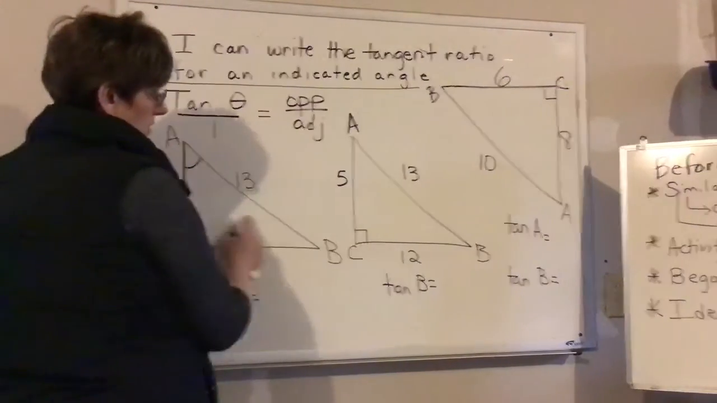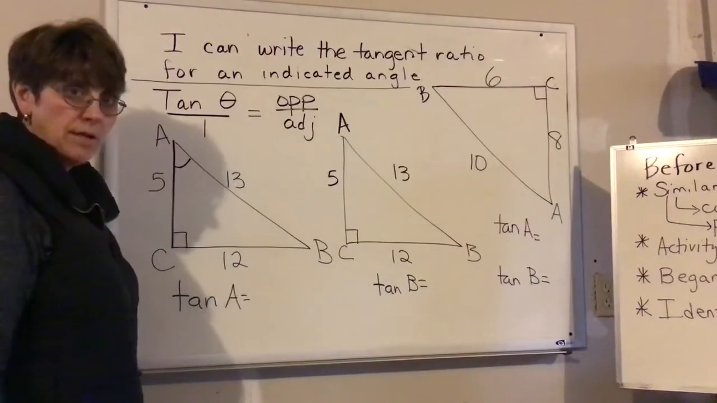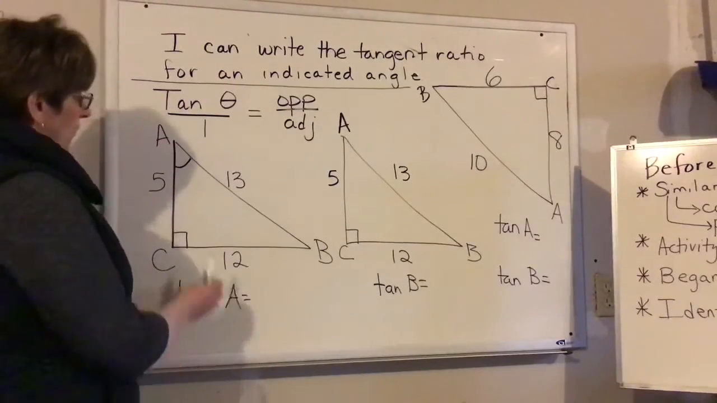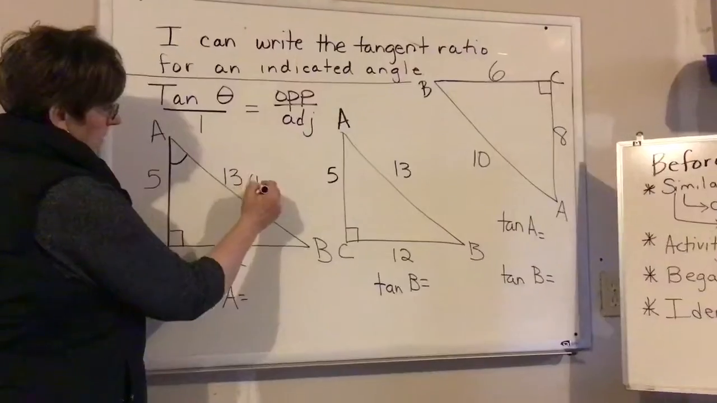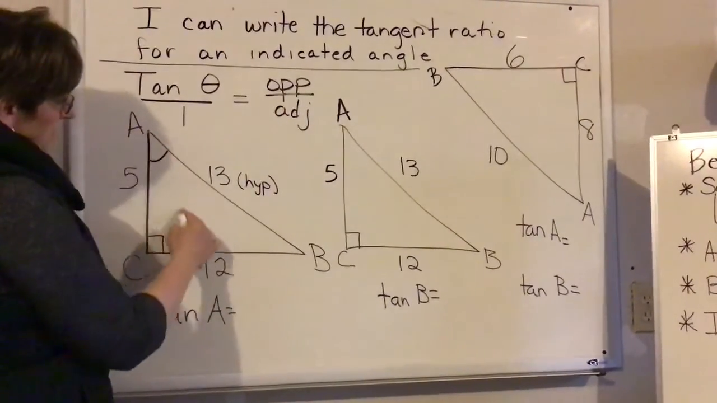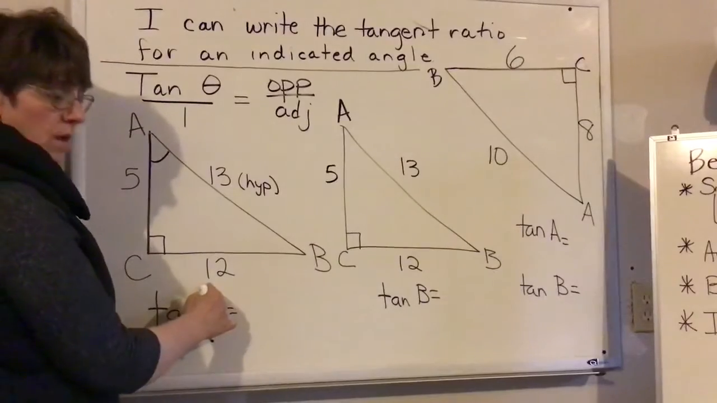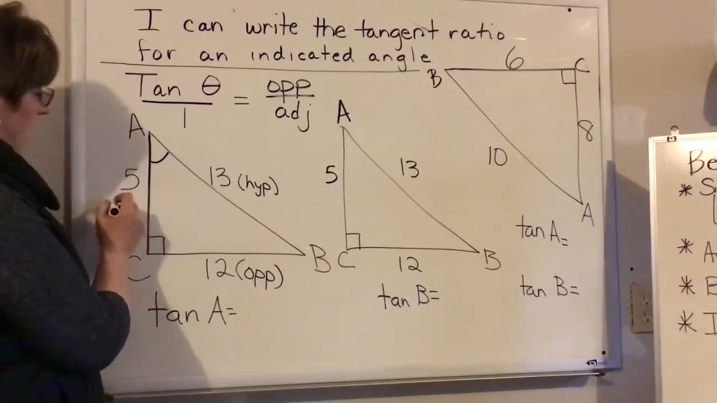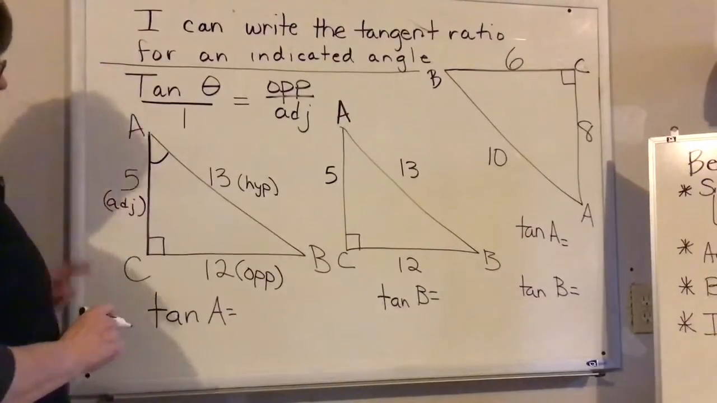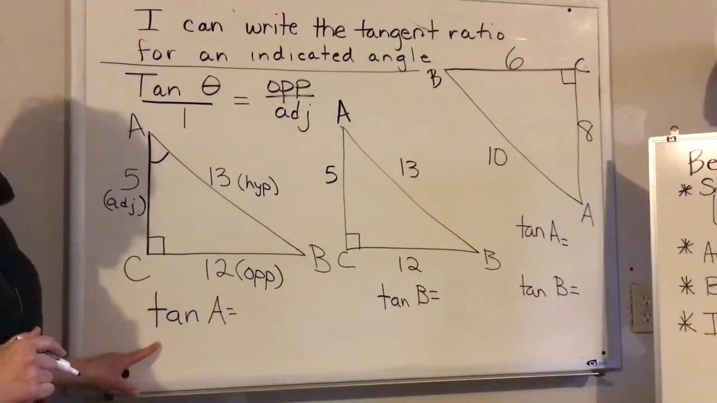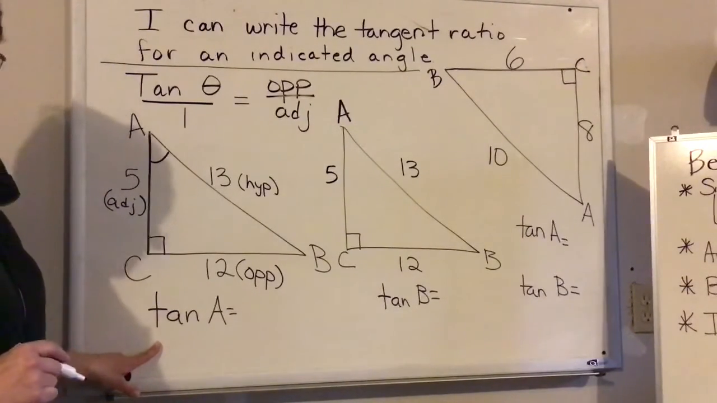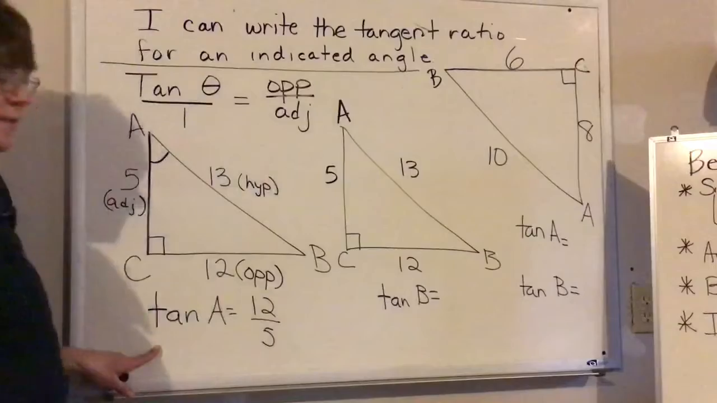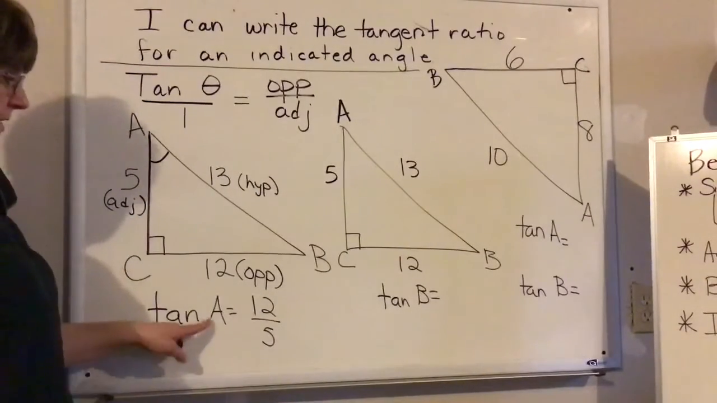So for these two triangles, I will not be using the number 13 in my ratios because that's the hypotenuse, and the tangent function does not use the hypotenuse. So for angle A, I just identified this as the hypotenuse. Opposite of angle A is down here, the side that's marked with a measurement of 12. And that leaves the 5 to be the adjacent side for angle A. So now if I want to complete the ratio for angle A, I would put the 12 in the numerator and the 5 in the denominator, and I just wrote the ratio for the tangent of angle A.